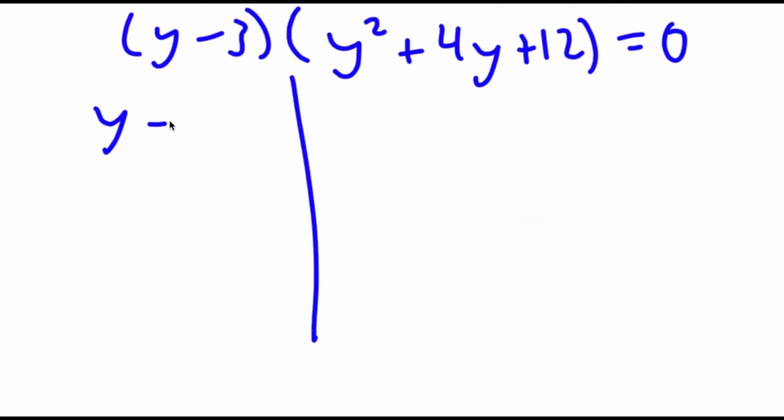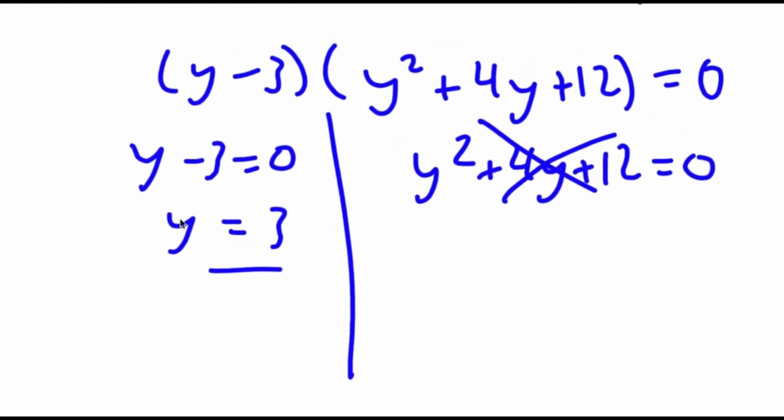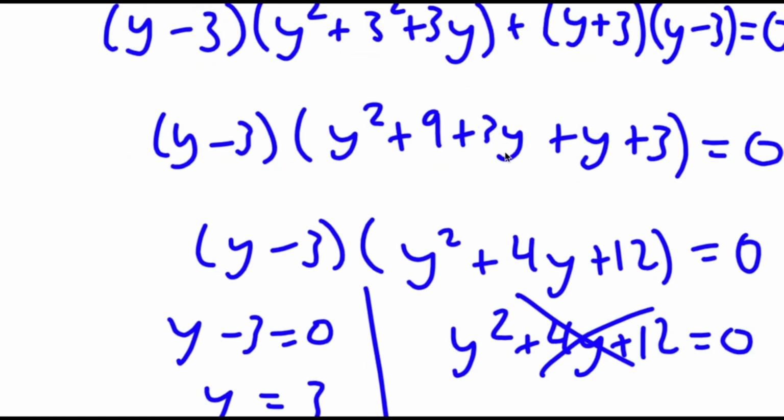So this gives me two equations. Y minus 3 is equal to 0, which means y equals 3. This is one solution. And y squared plus 4y plus 12 is equal to 0. So to solve this, we have to use the quadratic formula, which is negative b plus or minus the square root of b squared minus 4ac over 2a. And I'm not going to waste your time actually plugging them in, but if you do, you end up getting that it's less than 0, so this won't work out. So y equals 3 is my only solution to this equation.